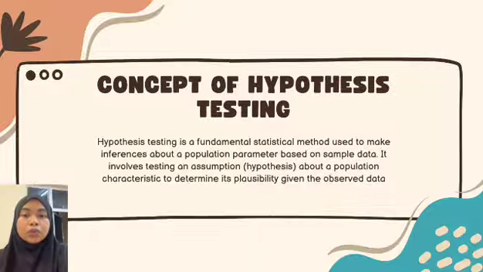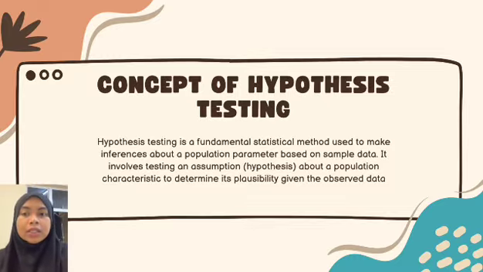So, there are two types of hypothesis. First is the null hypothesis and second is the alternative hypothesis. The null hypothesis assumes there is no effect or no difference between groups or variables. It's the default or starting assumption in testing. For example, there is no difference in test scores between students who study with music and those who don't.